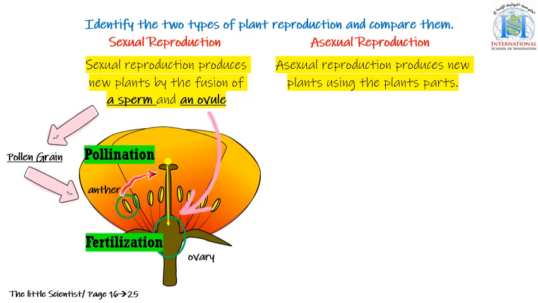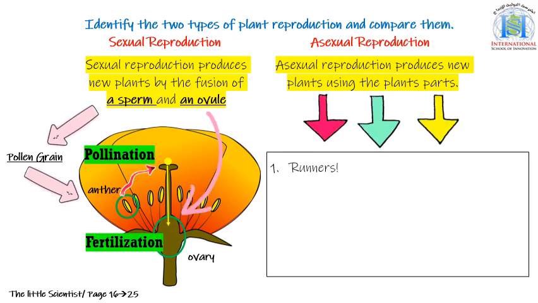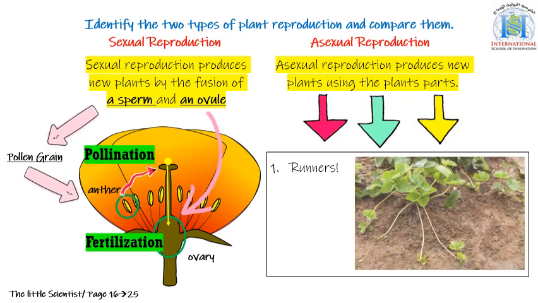Whereas the difference between sexual and asexual reproduction is that in asexual reproduction, new plants are produced from parts of the original plants. Not from fusion, there is no pollination, there is no fertilization, there is no sperm or ovule, just a part of the original plant. The first type of asexual reproduction is growing from runners. The runner is an above-ground stem, such as in strawberry plants. This is growing from runners.